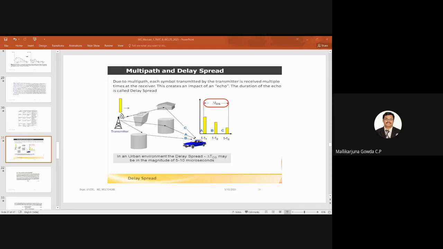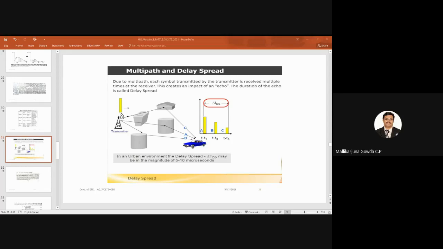So why do I receive the same signal with different magnitude? That is because of reflection, even shadowing, even due to scattering, because there will be a loss in the signal. So I will be receiving the same signal. This is the echo of the signal, at different intervals of time.